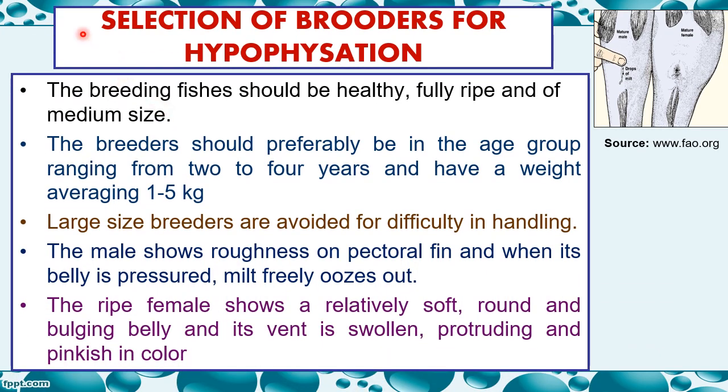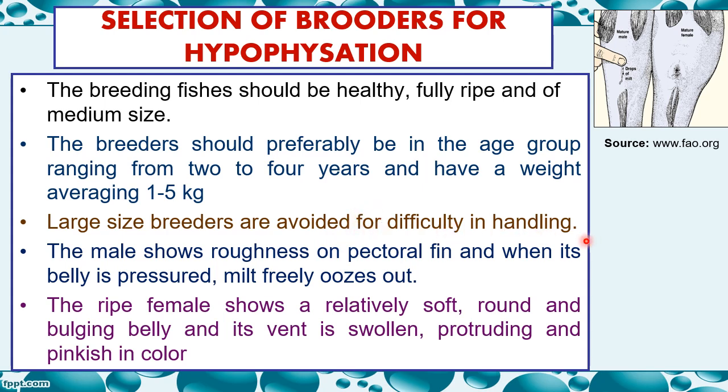The first step of induced breeding by hypophysation is selection of brooders for hypophysation. The breeding fishes should be healthy, fully ripe, and of medium size. The breeders should preferably be in the age group ranging from 2 to 4 years and have a weight averaging 1 to 5 kg. Large size breeders are avoided for difficulty in handling.